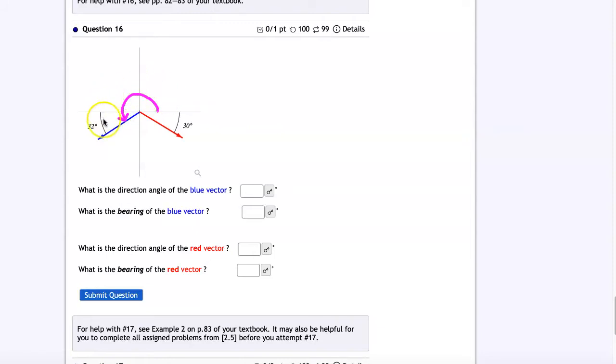Since 180 degrees plus 32 degrees is 212, then the direction angle of the blue vector is going to be 212.